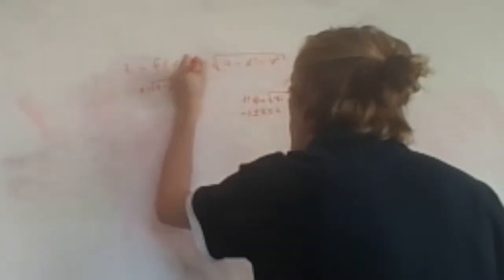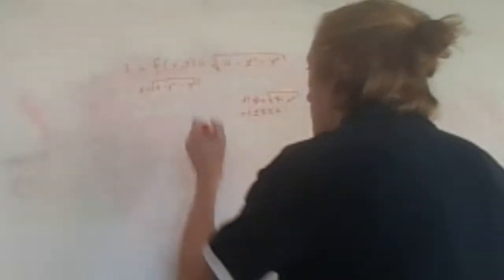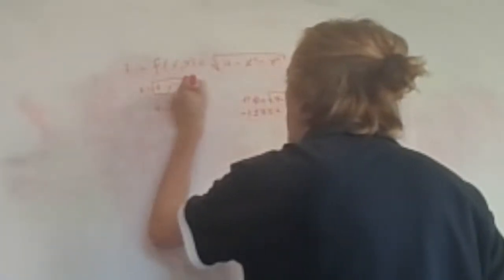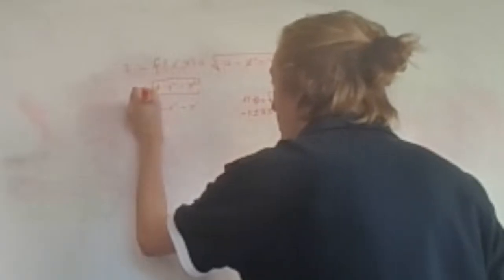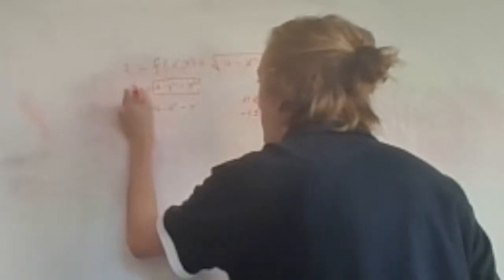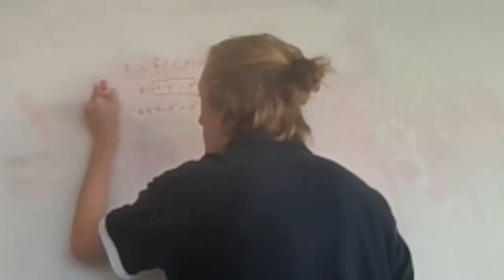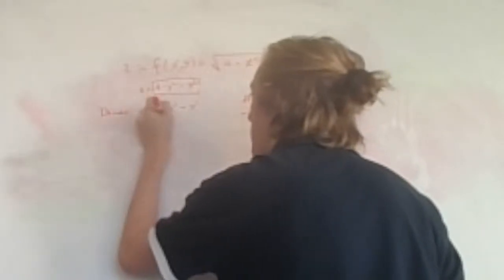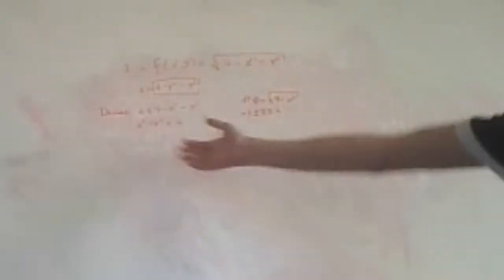So when does this not exist? This does not exist if the part inside the radical, 4 minus x squared minus y squared, is negative. This must be greater than or equal to 0. That is the domain. Cool. So then we can say x squared plus y squared is equal to 4, just shifting everything over. That's also the domain.